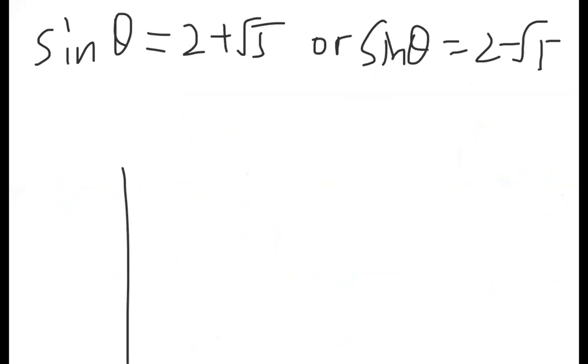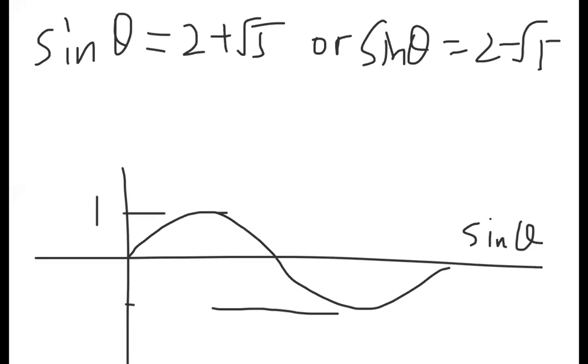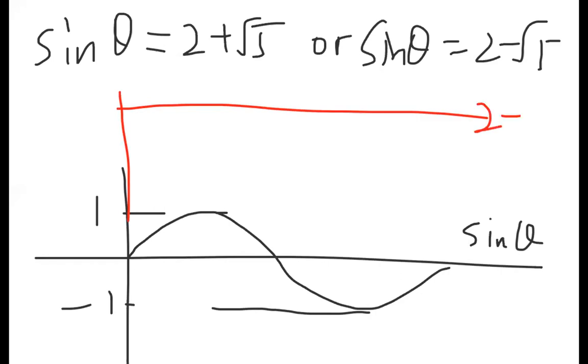So let's draw the graph of sine. That's maximum 1 and minimum minus 1. Where is 2 plus radical 5? 2 plus radical 5 is somewhere here. It's 4 point something, right? It's definitely greater than 1. So as you can see, it has no intersection with sine theta. So this has no solution.